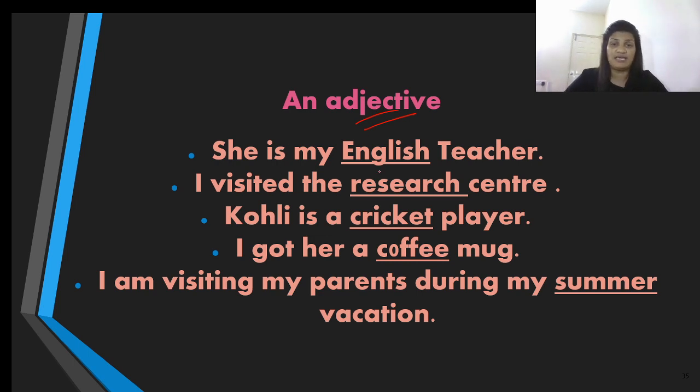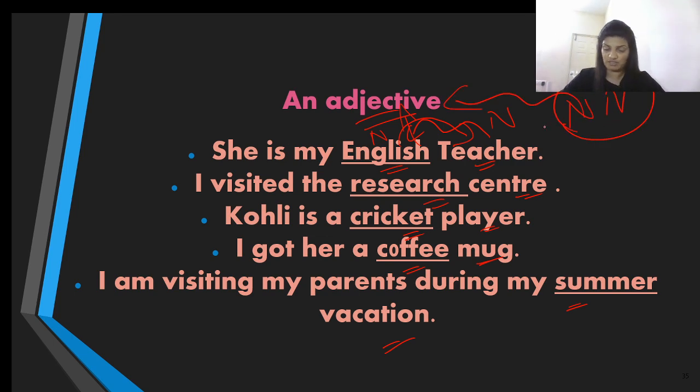She is my English teacher. This is our noun. But what do we have before that? It's a noun. But isn't it describing the noun? Therefore, it is your adjective. Similarly, research center, cricket player, coffee mug, summer vacation. So you have nouns describing other nouns, qualifying as your adjectives.